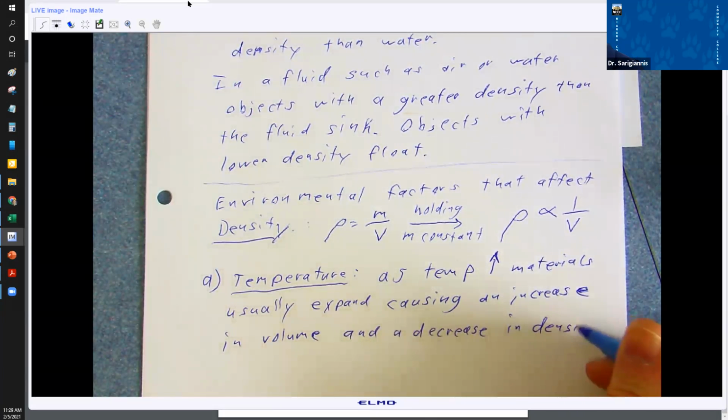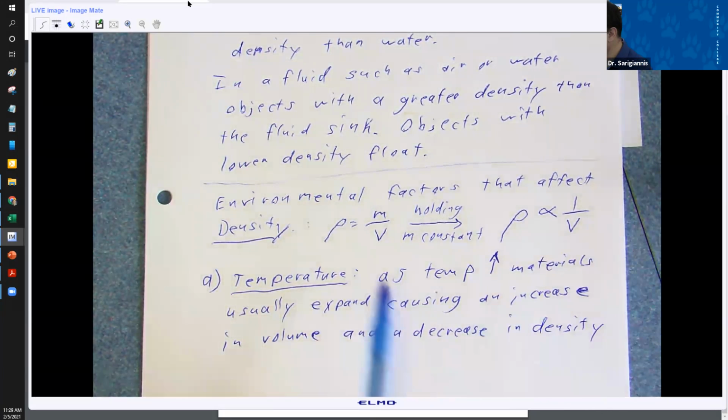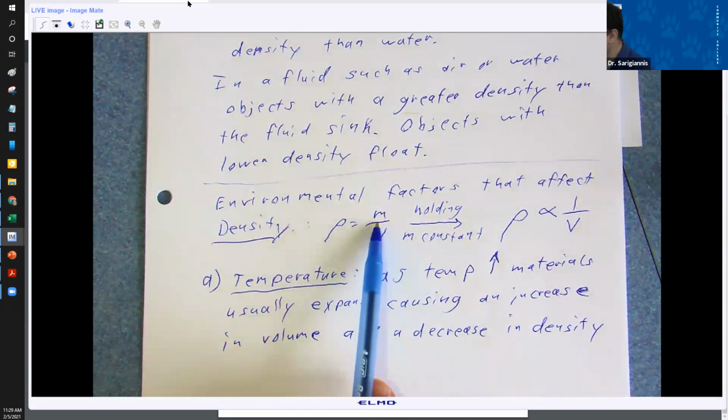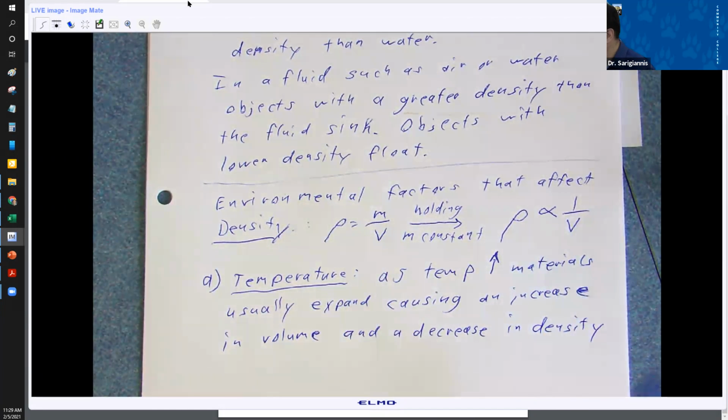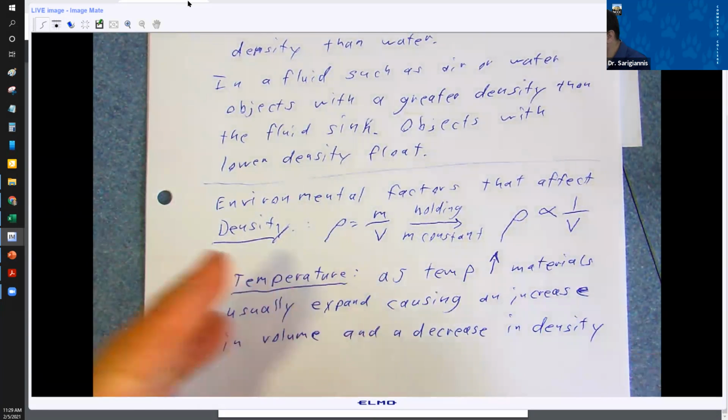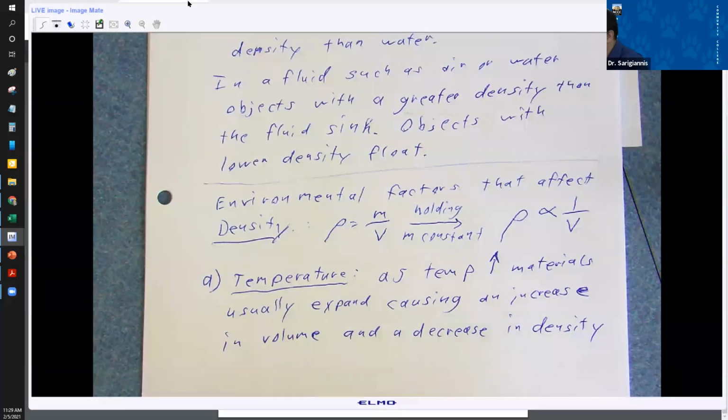So let's think about this, right? You're holding the mass constant. So you take the same amount of mass and now you've increased the volume, so you've made it bigger. You're taking that mass and you're somehow expanding it outwards, in this case with temperature. And so the volume is increasing. Your density is mass per unit volume, how much mass you have in a certain amount of volume. Well, you have the same amount of mass, but now it's in a much bigger volume, so your density goes down.